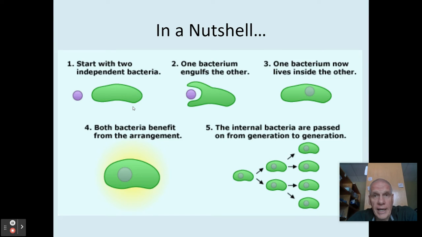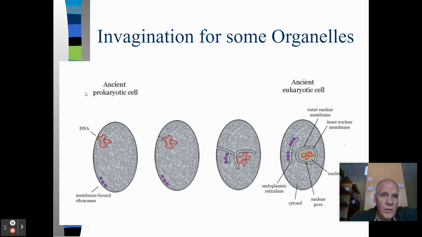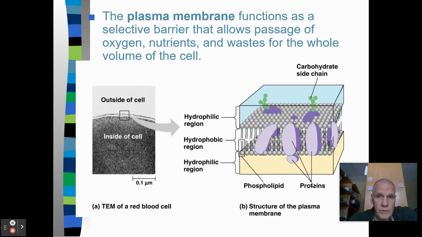That's where all of the action happens. So again, here's another picture of invagination. We have some membrane-bound ribosomes. We see the membrane starts to invaginate, to infold, and then part of it encircles the DNA, and part of it will eventually become the endoplasmic reticulum. And that is an example of how we believe some of the organelles have evolved.